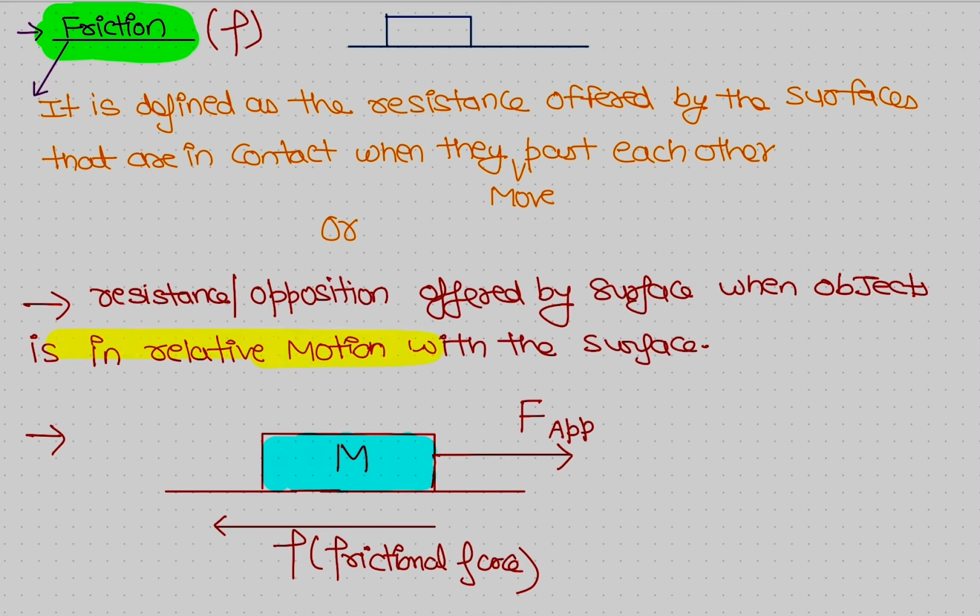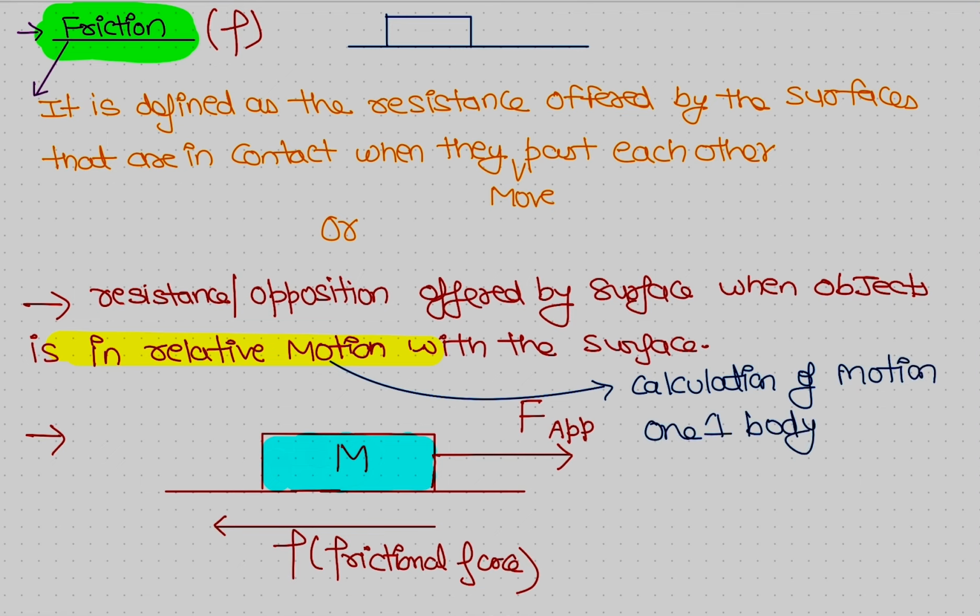So what do you mean by the term relative motion? Relative motion means calculation of motion of one body with respect to a stationary or moving body. So friction is nothing, just the opposition offered by the surface when two objects are in relative motion, which means the surfaces of both the objects must be in direct contact with each other.